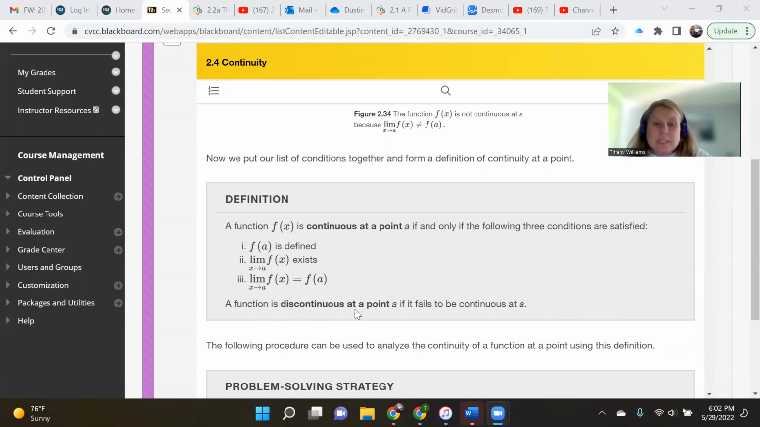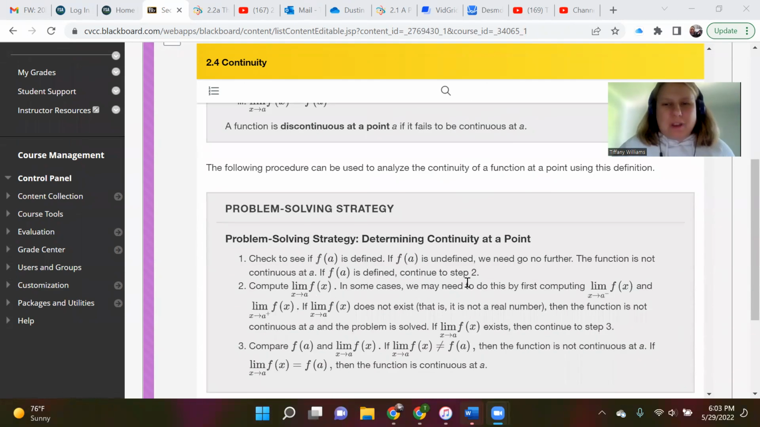So a function is discontinuous at a point a if it fails to be continuous at a. Okay, that makes sense, right? If it's not continuous, it's got to be discontinuous. It's kind of weird to put it that way, but there we go.